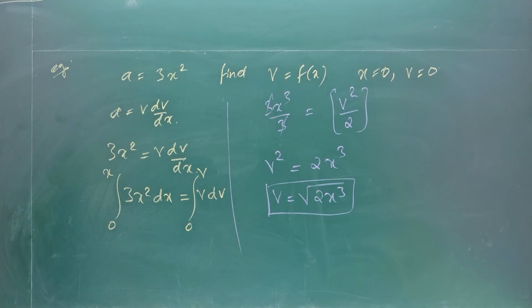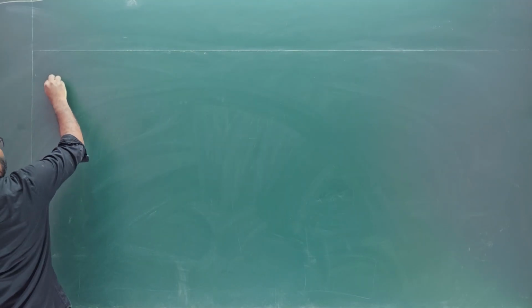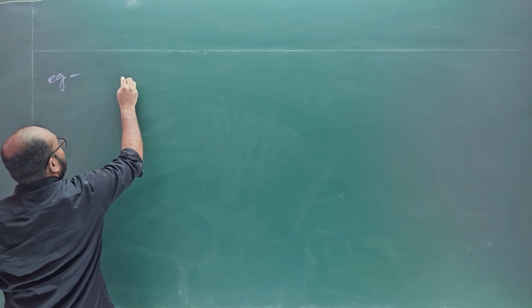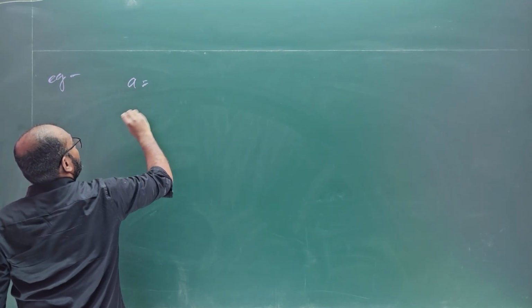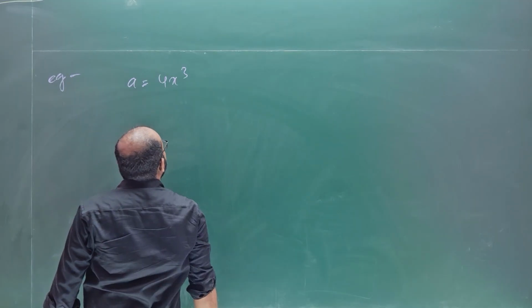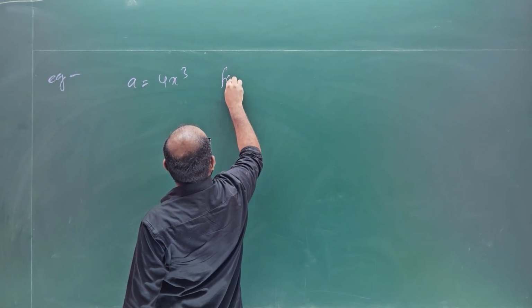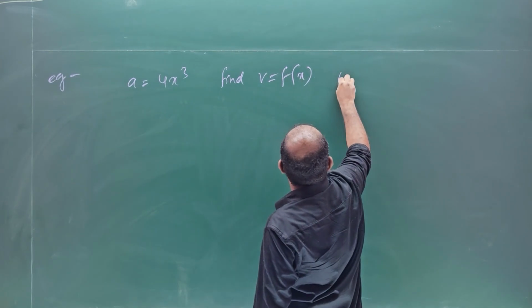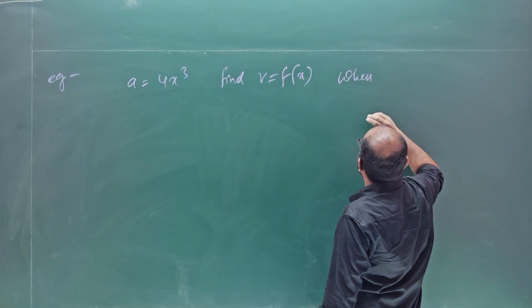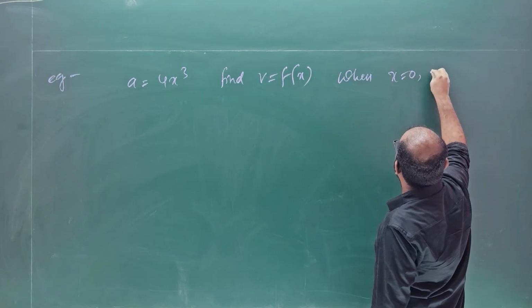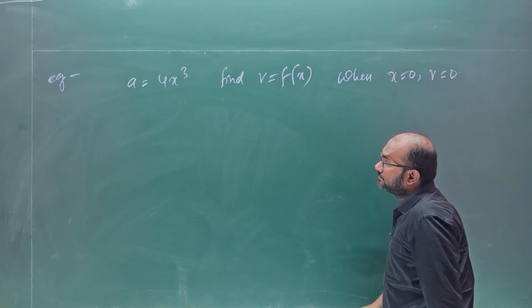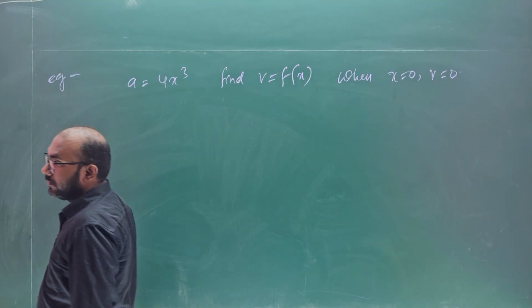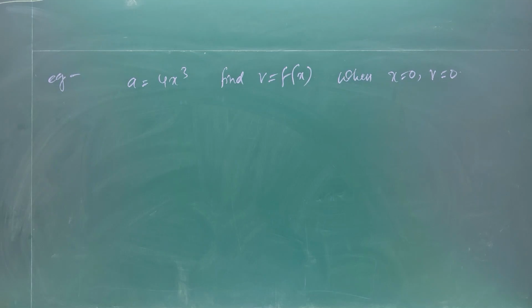Answer over. Okay, shall I? a is equal to 4x cube. Find v as a function of x. When x is equal to 0, v is equal to 0. Come on, be quick. Okay, shall I?